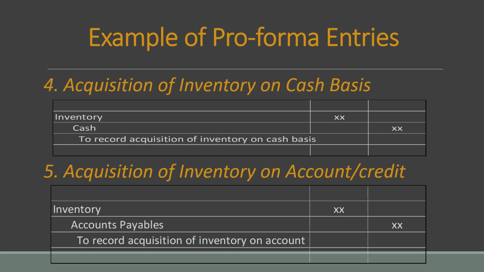So, paano naman kapag nag-acquire kayo ng inventory on cash basis? Ibig sabihin, bumili kayo ng inventory and then nagbayad kayo agad. So, kaya kayo nag-debit na inventory kasi nagkaroon ng increase in inventory. Kasi bumili kayo ng inventory. So, credit cash kasi nagbayad kayo agad. Same nung nagbili tayo ng equipment dun sa unang example or proforma entry kapag nagbili ng equipment.